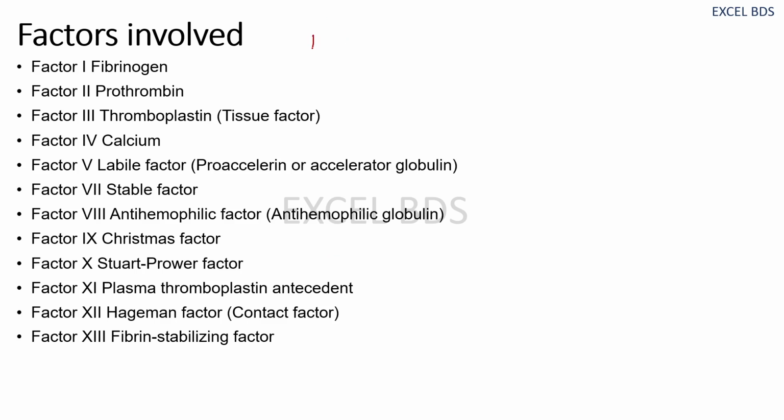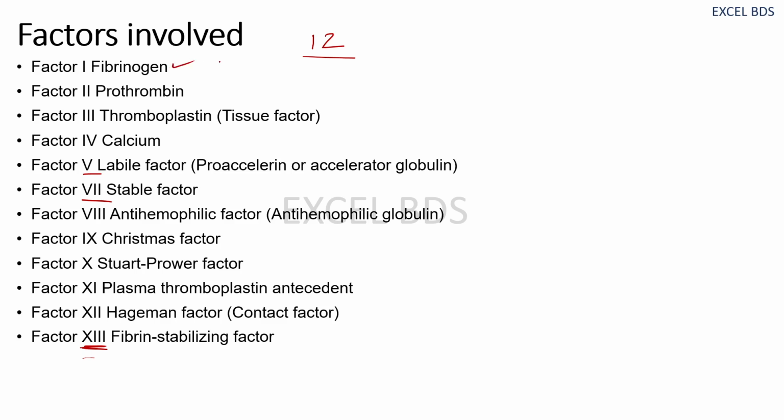Totally there are 12 factors involved in the coagulation of blood, and they are named as factor 1, 2, 3, 4, 5, 7, 8, 9, 10, 11, 12, 13. You might be wondering that I am telling 13 but there are only 12 factors, because after factor 5 there is directly factor 7 and there is no factor 6. Students have to remember these factors by heart, because sometimes in the question they will ask you to name all the clotting factors.